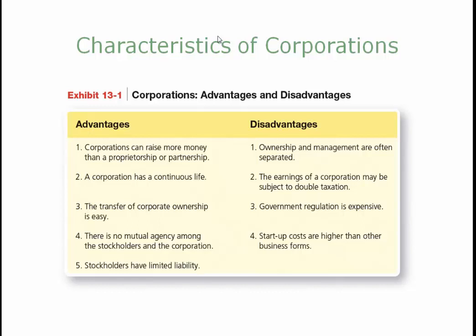The second one here is double taxation, which we touched on a little bit, where you get taxed on the income of a corporation. And when you have this distribution of profits called dividends, the people that get those dividends are taxed on that as well. And the startup costs are much higher. The last one here is that government regulation of corporations is much more extensive than, say, a sole proprietorship or a partnership.